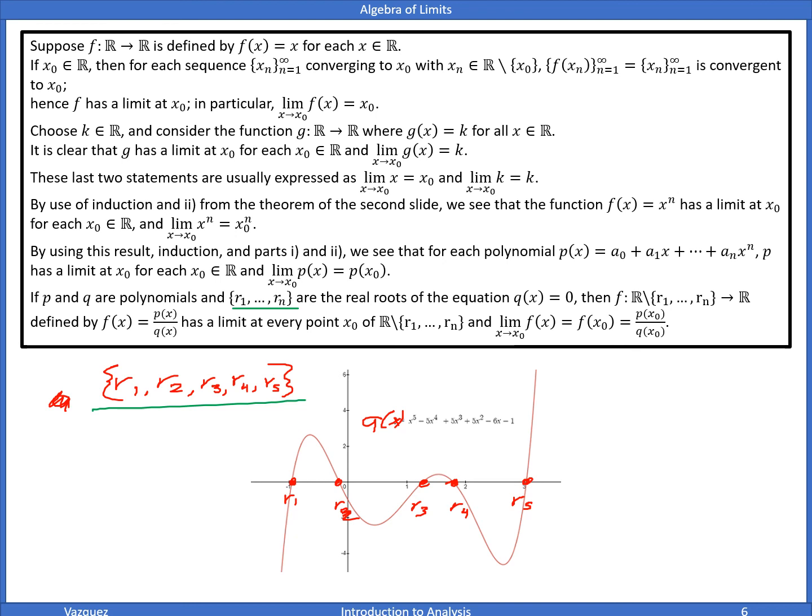Well then, for f being the real numbers, not counting these roots, defined by f of x is equal to p of x over q of x, it has a limit at every point x naught. And that limit is also exactly what you'd expect it to be.